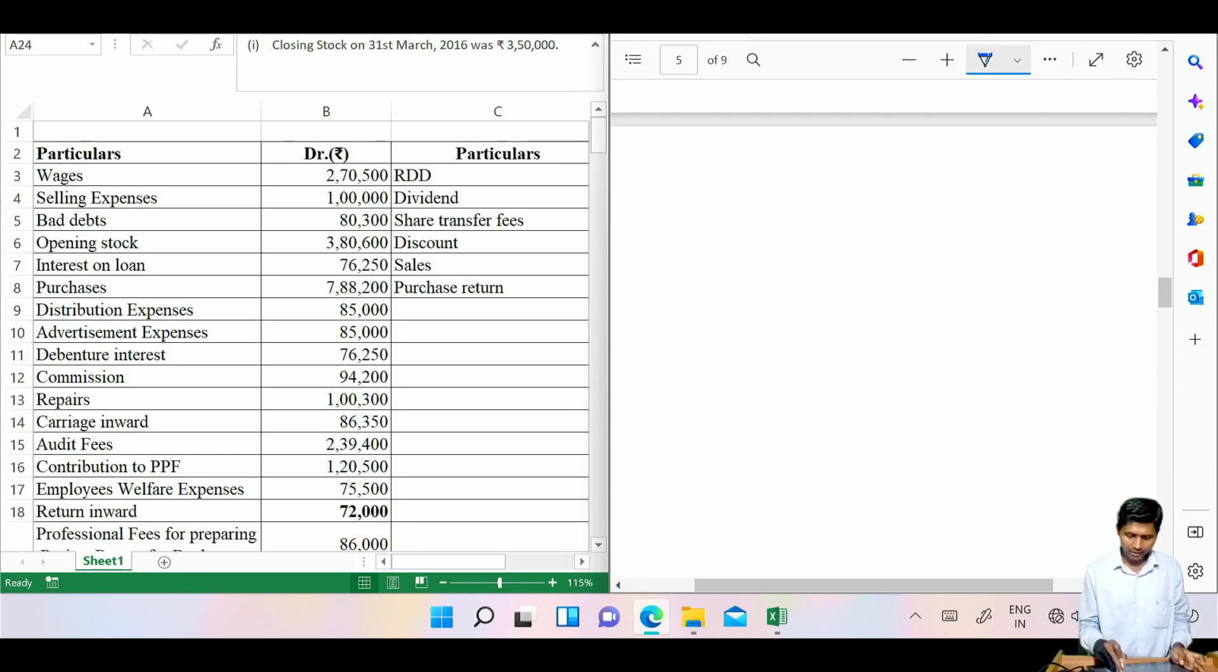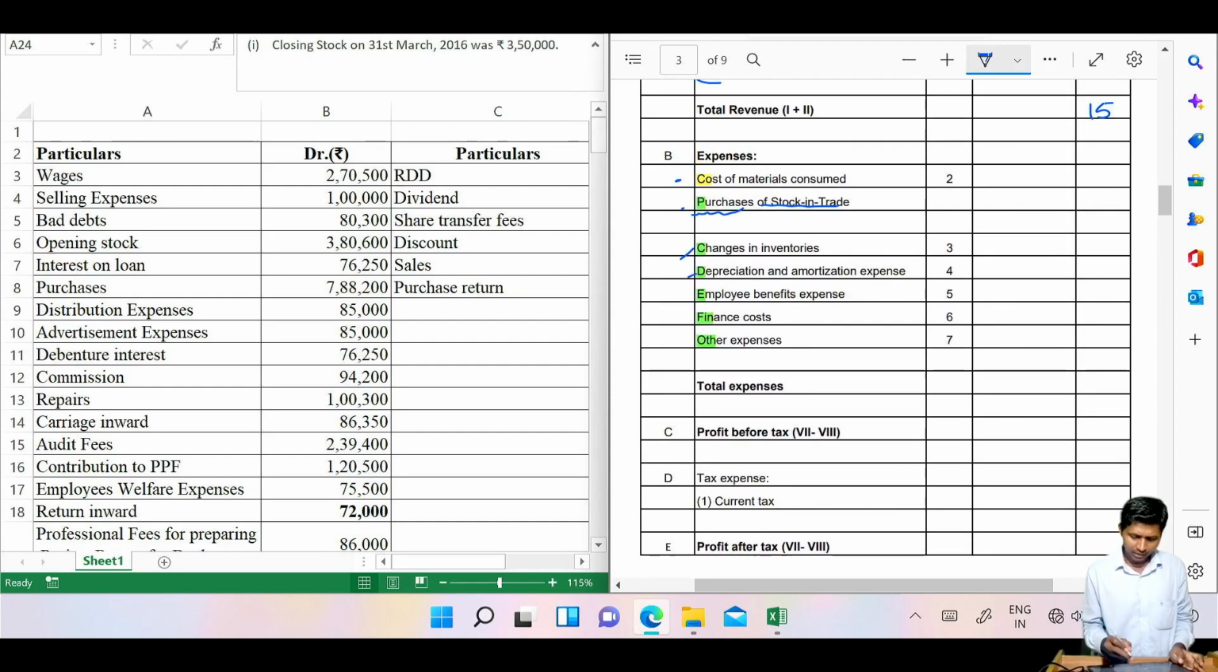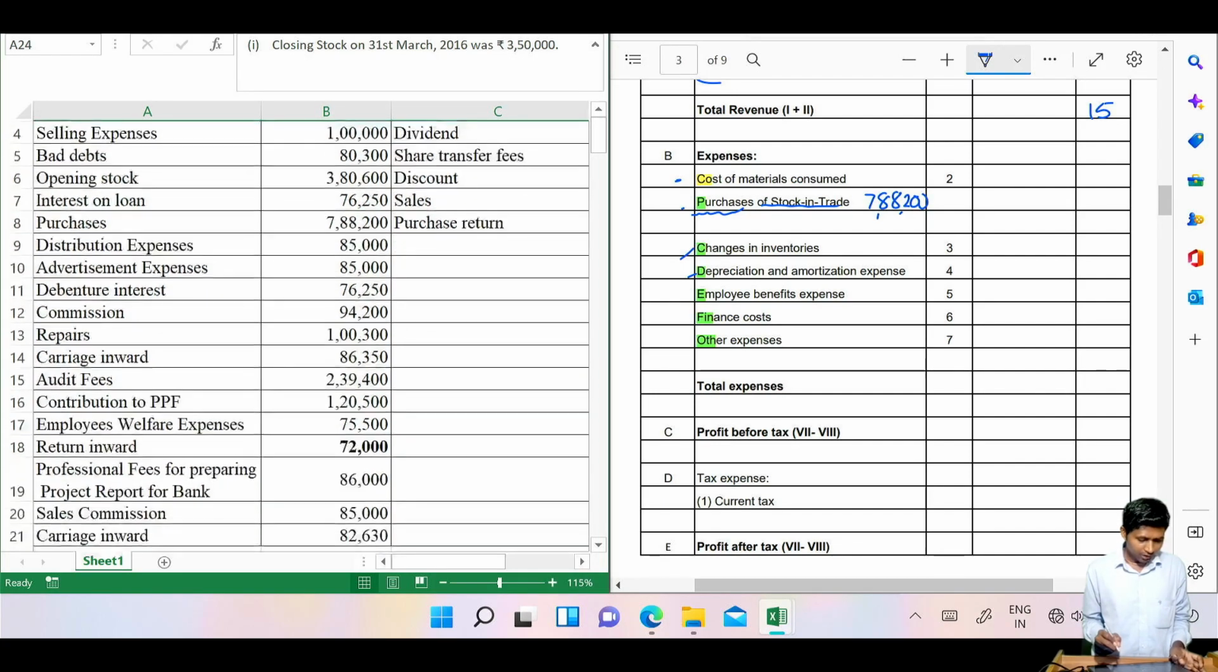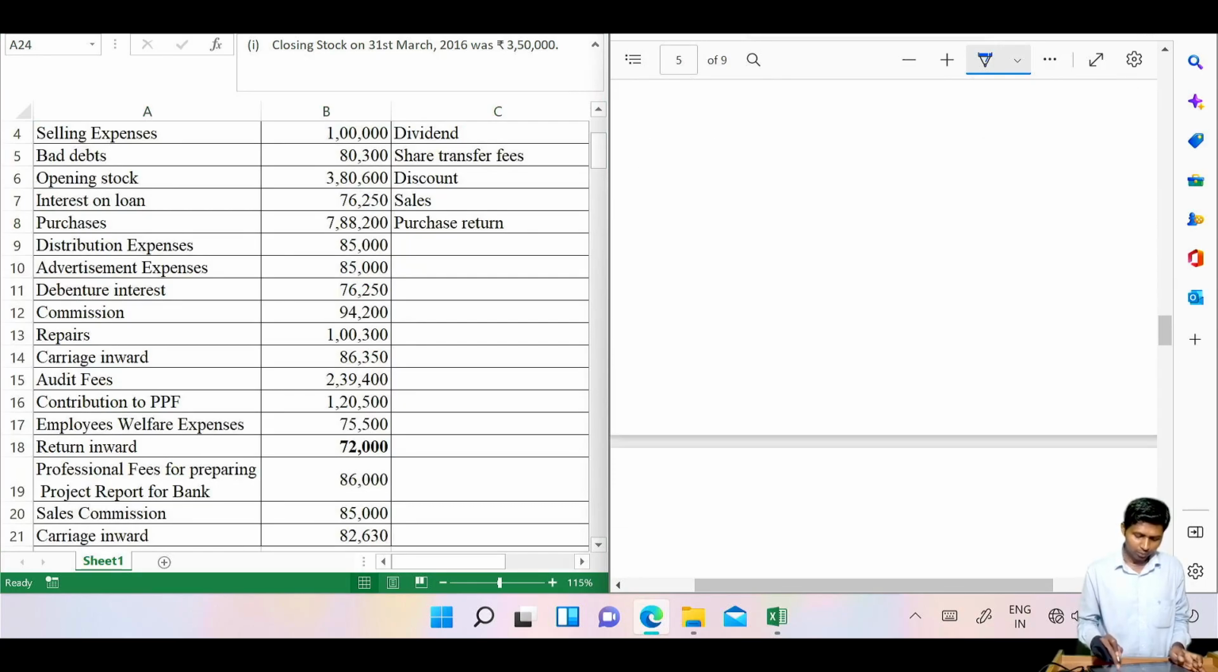purchase of a stock in trade, no separate space. Therefore, in the main format, in front of purchase of a stock in trade, you can write the purchase 7,88,200. Simple. 7,88,200. Then distribution expenses को आपको गाना पड़ेगा.